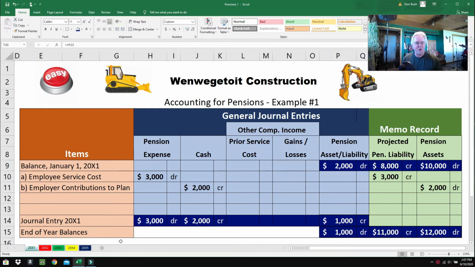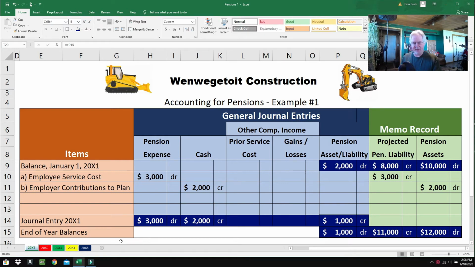So I hope that you'll stick around and learn a little bit about pensions. This is the first example of 5, and what I did in this example is I made things as easy as possible just so you could get a start on this. So here's what we have going on. We've got a construction company, the one you don't want to have work on your home, and they've got a pension.